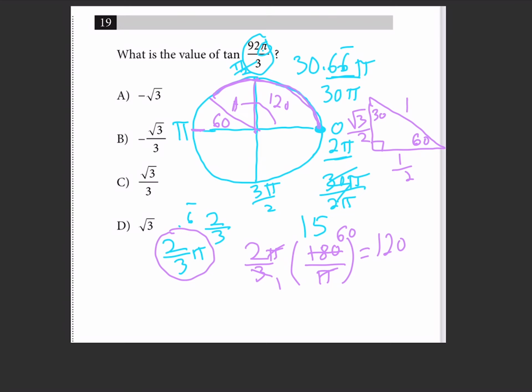Okay, now they want tangent. So tangent would be the y value, square root of 3 over 2, divided by the x value, because tangent is y over x. So it's going to be divided by 1 over 2. Well, when you do division, you keep the square root of 3 over 2, change from division to multiplication, and flip the 1/2 to get 2 over 1. These cancel, and I get square root of 3. Now, having done all that, that's a lot of work, right? So the answer is D.